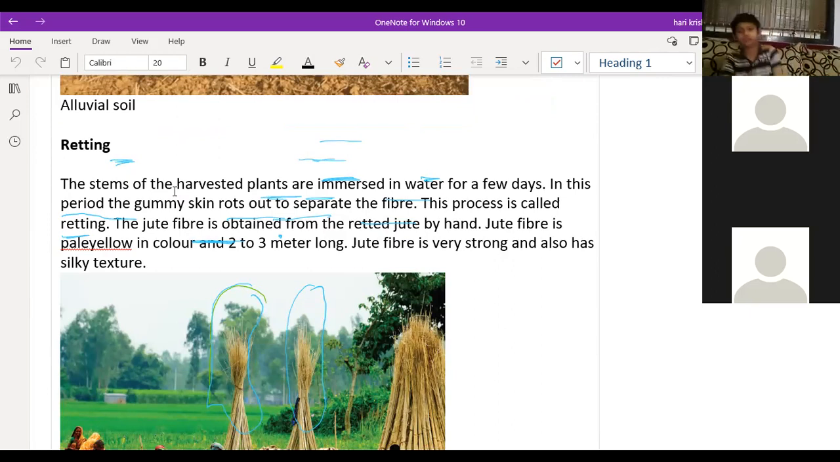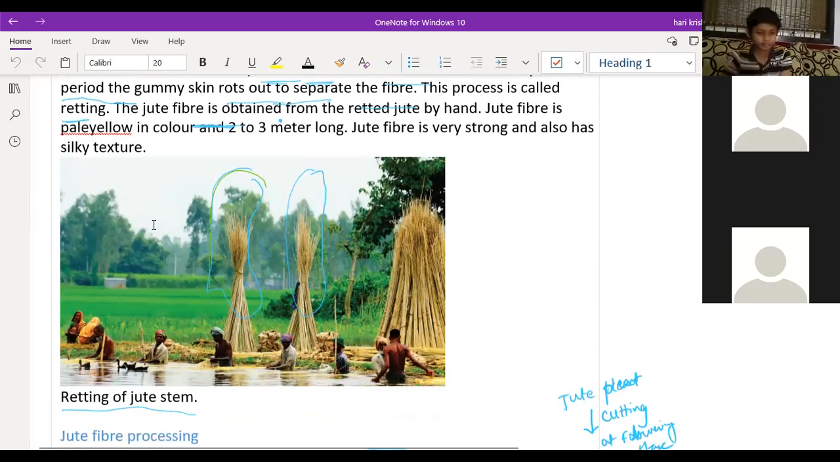So jute fiber is pale yellow in color and 2 to 3 meters long. Jute fiber is very strong and has a silky texture. It will have a shiny surface similar to silk.